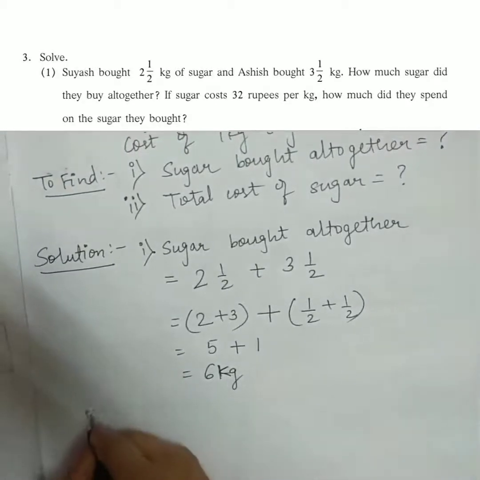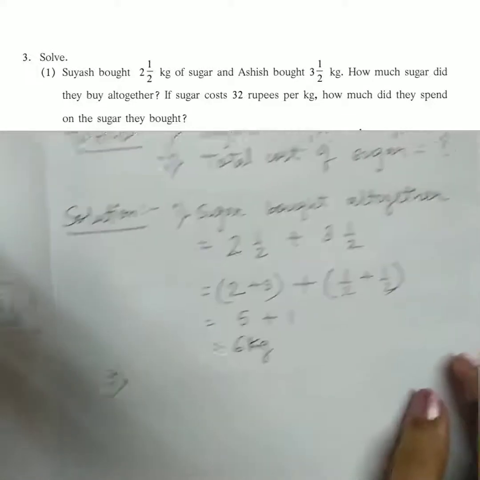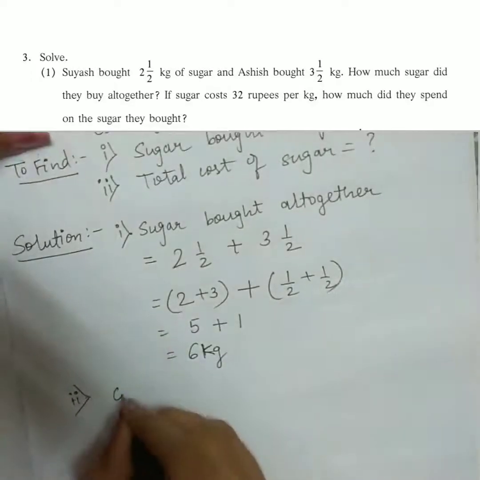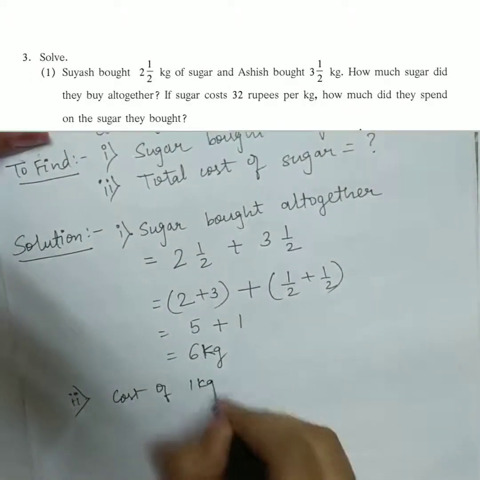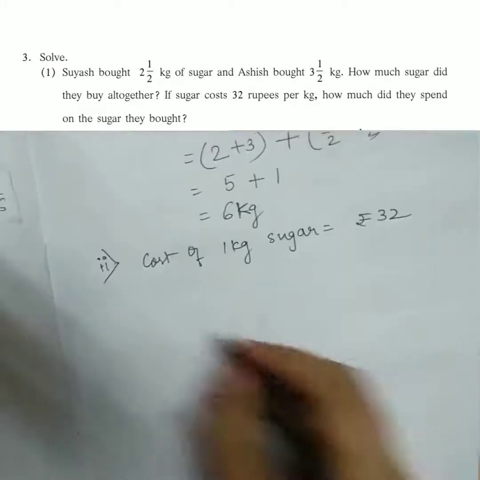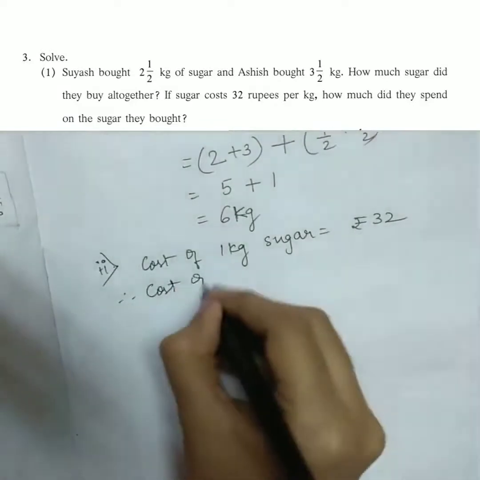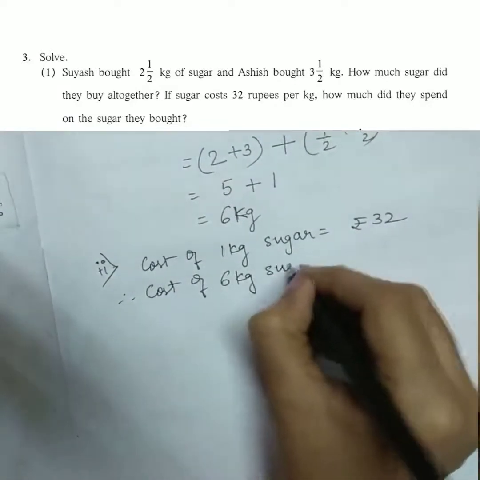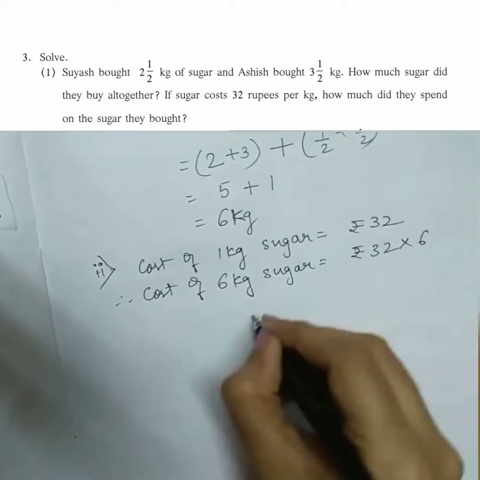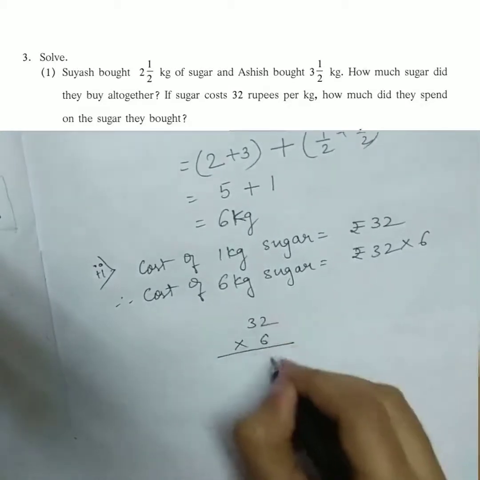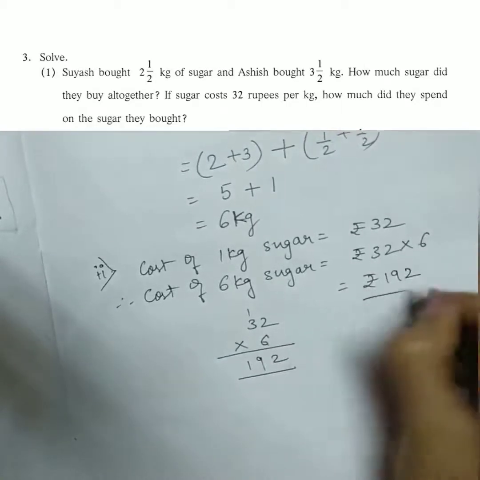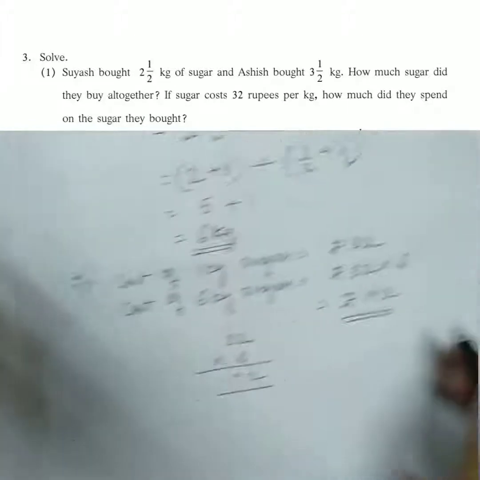This is 6 kg. Now second one, total cost of sugar. We know that cost of 1 kg sugar is 32 rupees. Therefore, cost of 6 kg sugar, what we will do? From 1 to many we will do multiplication. We will multiply. So let's multiply and check. 6 2s are 12. 6 3s are 18, 19. So that is 192 rupees. So we got our both answers.